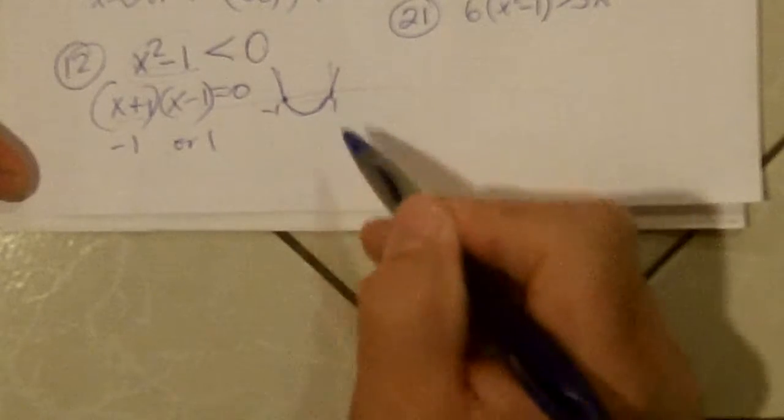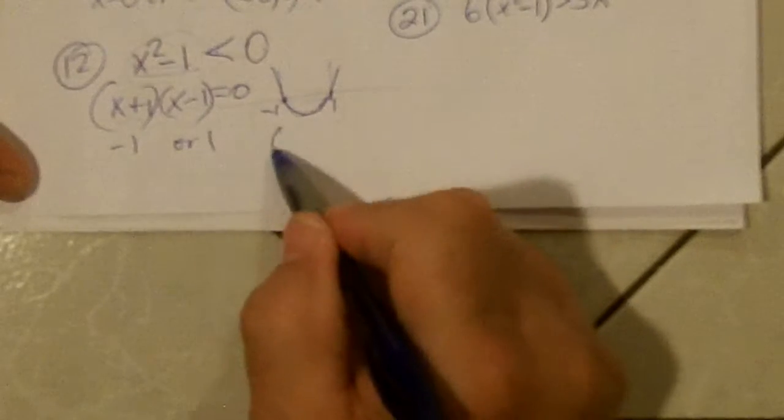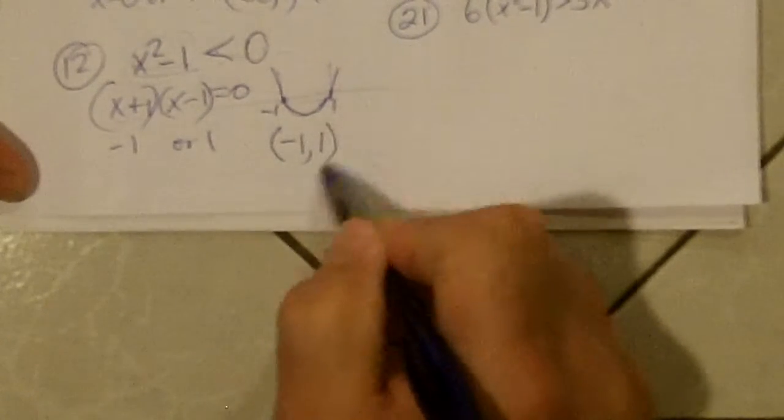That's negative 1, that's 1. So it would be, and I want strictly between, not equal, so it's going to be from minus 1 to 1.